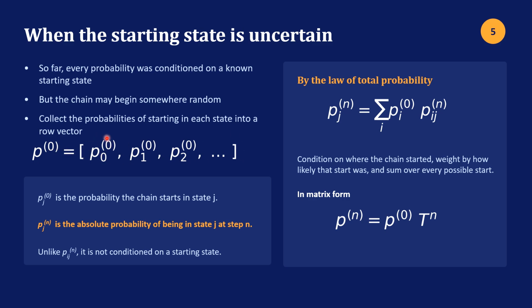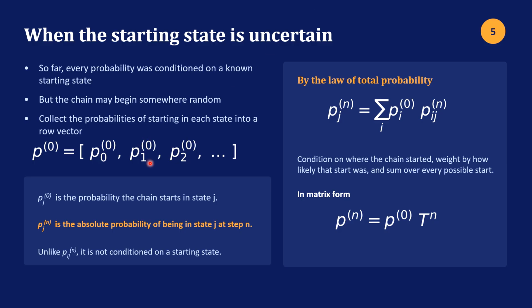The probability that you start in state 0, the probability at time 0 you start in state 1, the probability you start in state 2, and so on. Now, if you do know exactly what state you start in, you could just have one of these equal 1 and the rest equal 0, so you can cover that case too. But more generally, you may just have a probability distribution for where you started.